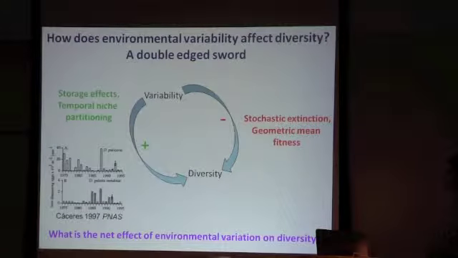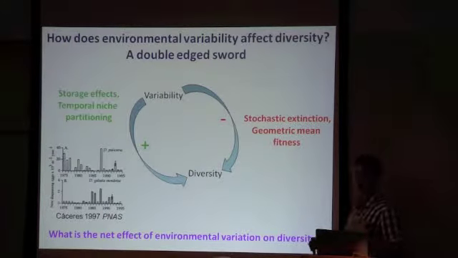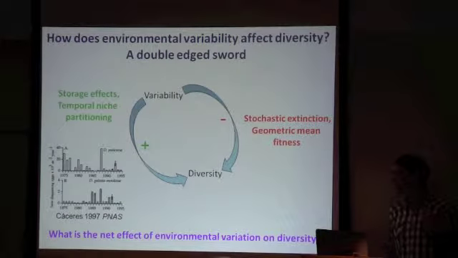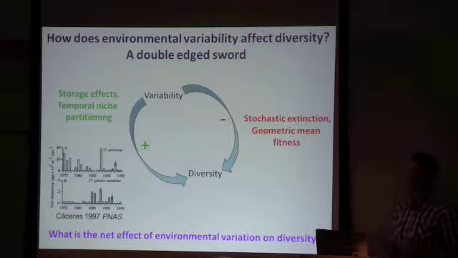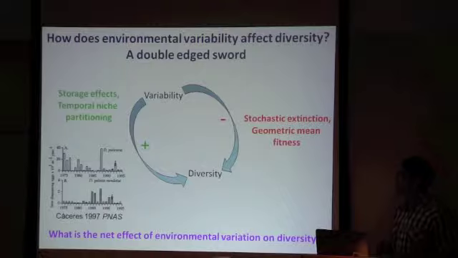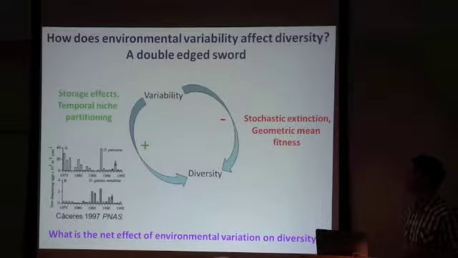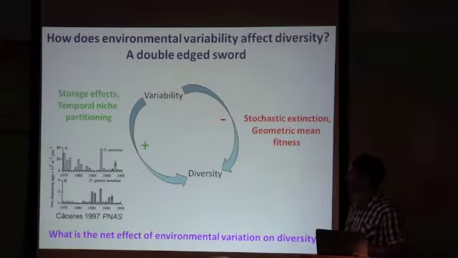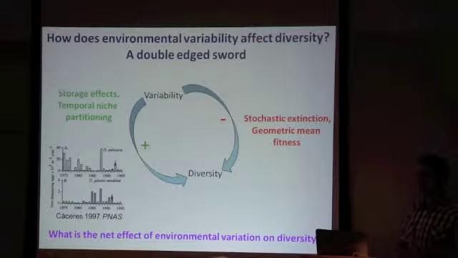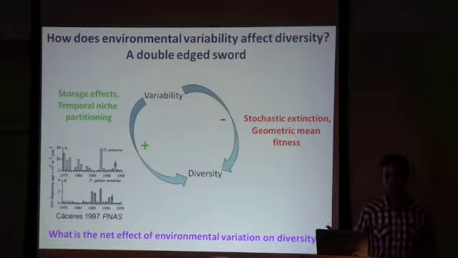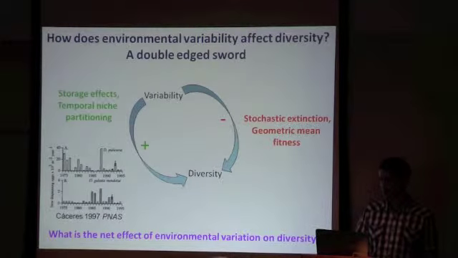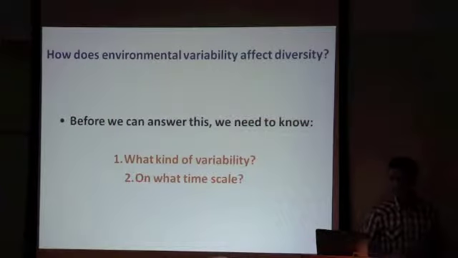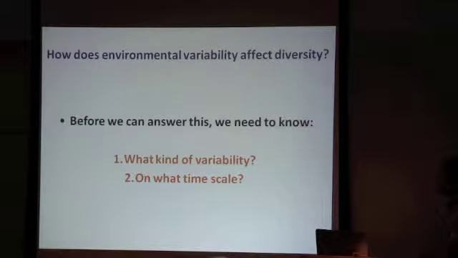But variability can also, as you know, have negative effects on diversity by driving species extinct, exceeding their physiological tolerances, exposing them to periods of low population abundance when they're vulnerable to stochastic extinction due to demographic or environmental stochasticity, reducing geometric mean fitness. And so the question that we're interested in is, what is the net effect of variability on diversity? Which of these two categories of effects is most important in determining the relationship between diversity and variability in communities? So that's the question: how does environmental variability through time affect diversity?